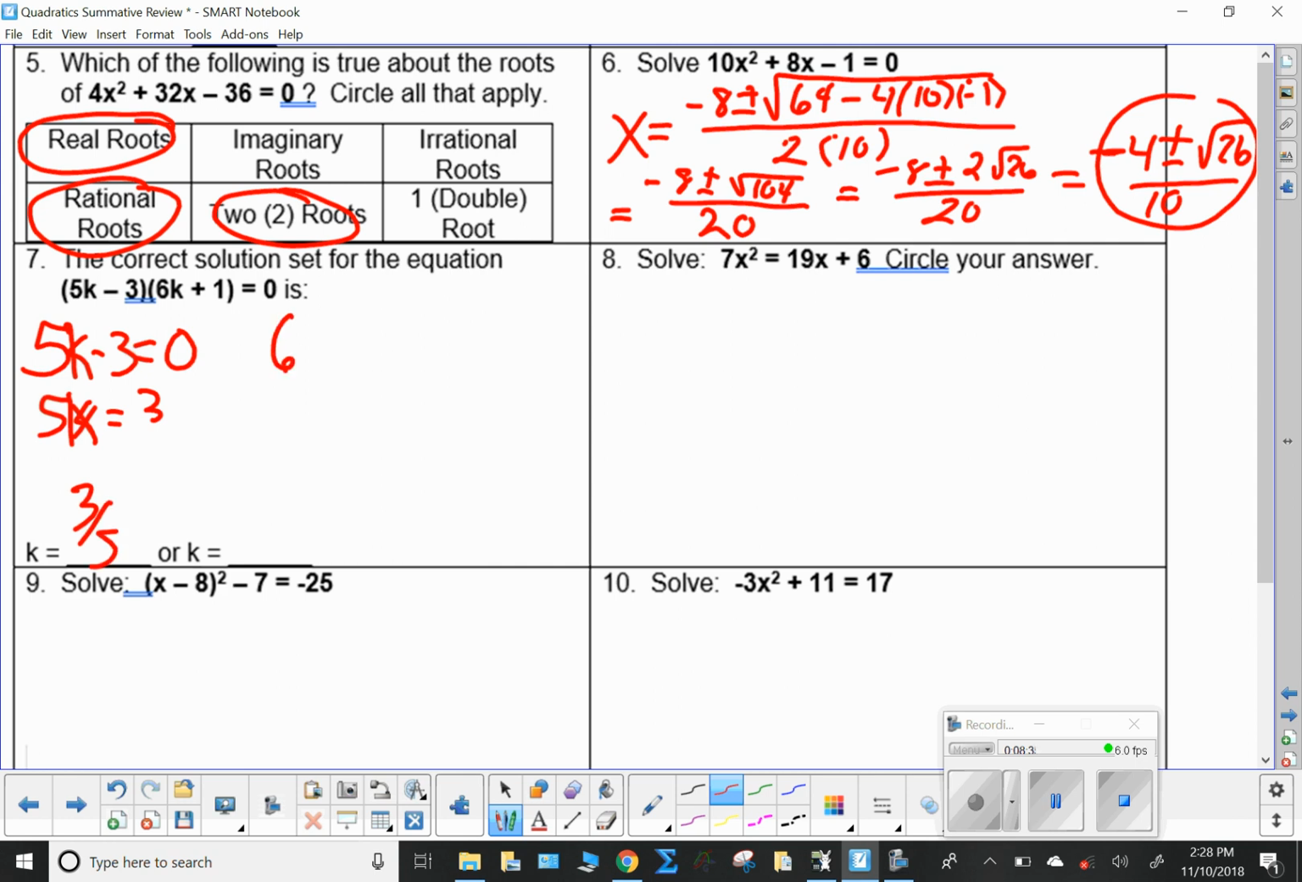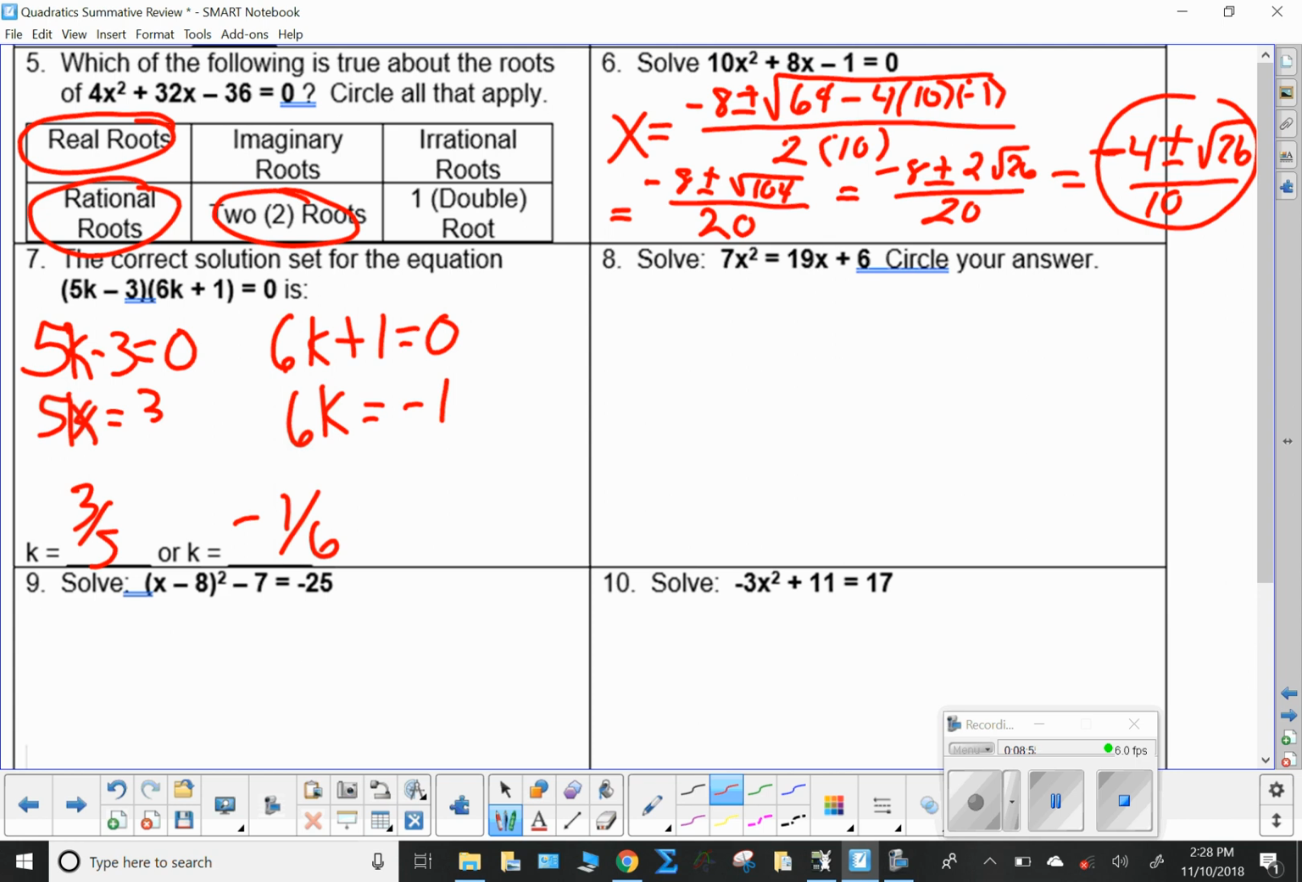The other one, 6k plus 1 is equal to 0. 6k is equal to negative 1. So k is equal to negative 1/6. When you solve by factoring, that's one of the easiest ways to solve, especially if it's already factored.